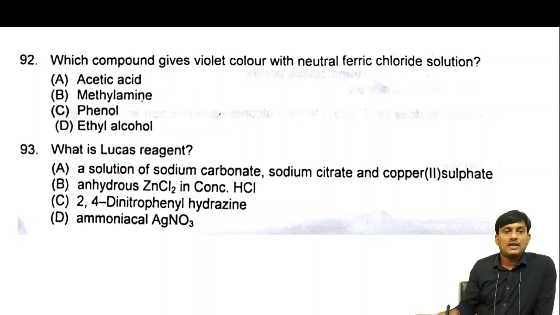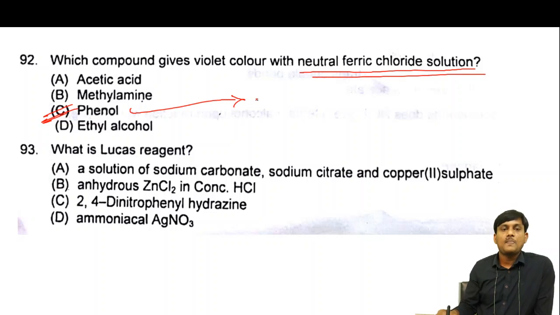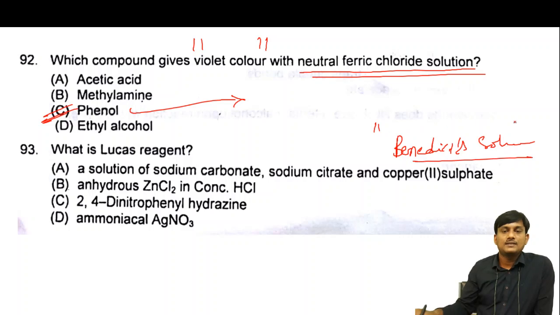Which compound gives a violet color with neutral ferric chloride solution? It's a very famous test for identification of phenol or phenolic derivatives. So phenol will coordinate with Fe3+, and there is a formation of a complex. That complex is violet in color. What is Lucas reagent? A solution of sodium carbonate, sodium citrate and copper sulfate, it's a Benedict solution. This is used for the identification of aldehydes.